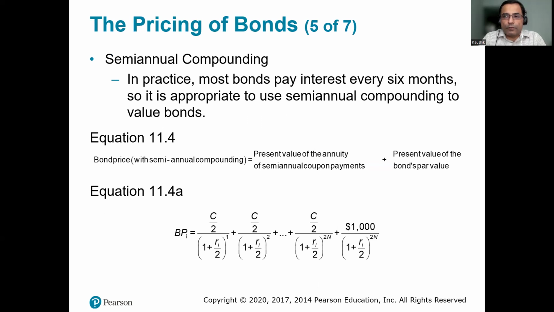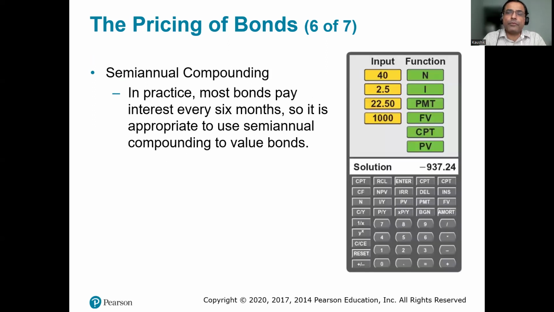So the first example considered annual compounding by default. We can also do it for semi-annual compounding. So in this case, we will have double the number of cash flows. The coupon payment will become half, and we will also use half of the market yield as a discount factor. The same calculation can be done either in Excel or in a financial calculator.